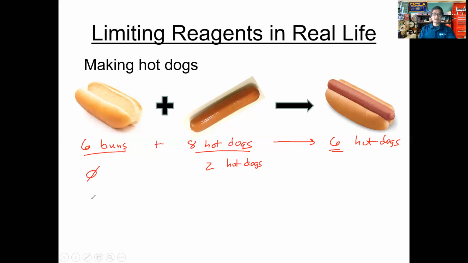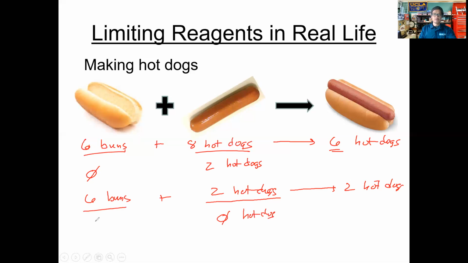Okay, you buy another package of buns, which has 6 buns. And this time though, you only have 2 hot dogs. And so with that said, you're only going to make 2 hot dogs at this particular time. Which means at the end of this process, you're going to have no hot dogs left over here, but you're going to have 4 buns left over here.